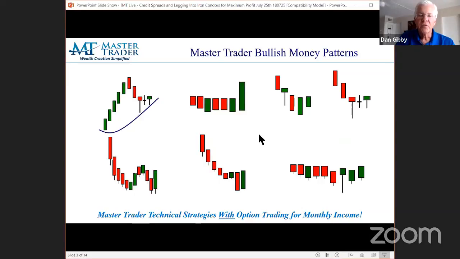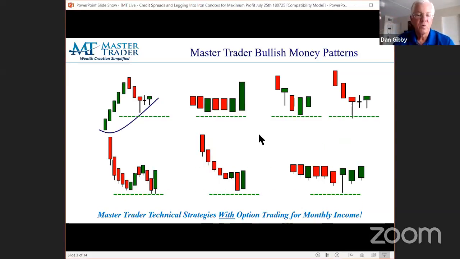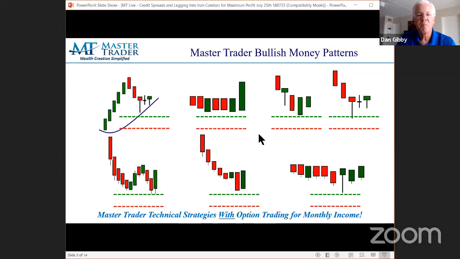All right, so these are the pictures we're looking for. Now, here's what a bull put credit spread is. We're going to sell our put under support. We're going to buy a further out of the money put. We're going to put it in as one order. This is called a bullish vertical spread. And the money we receive is our potential maximum profit if it expires worthless. And we're just going to manage in between.